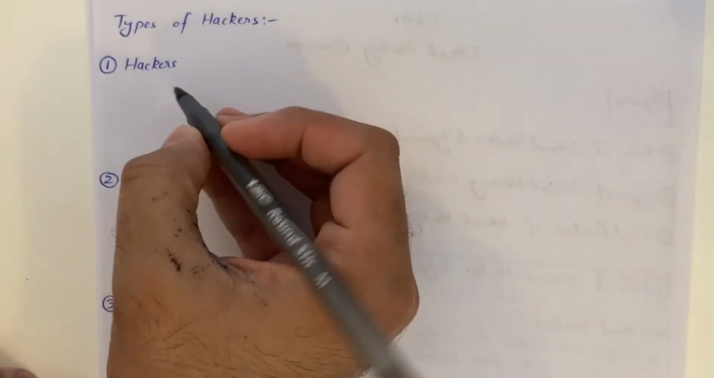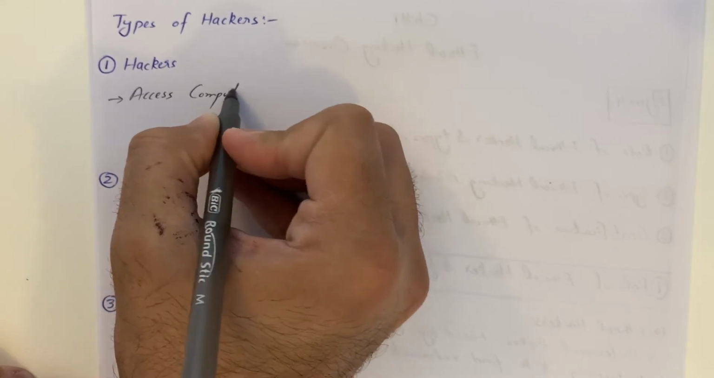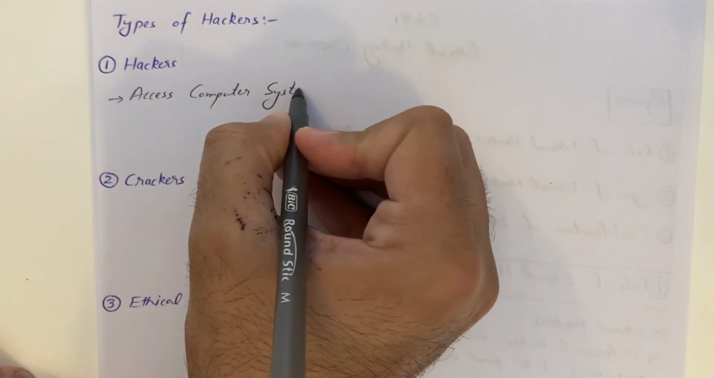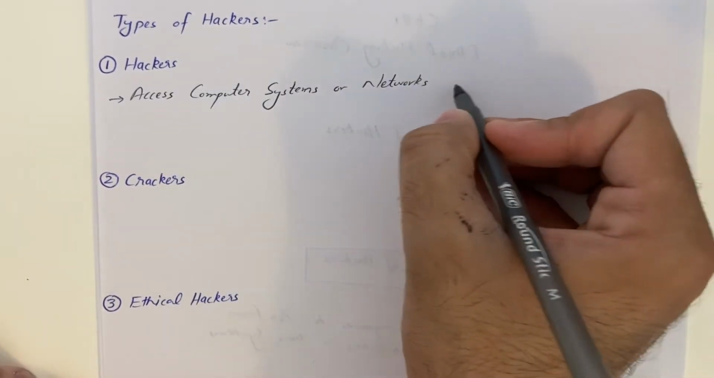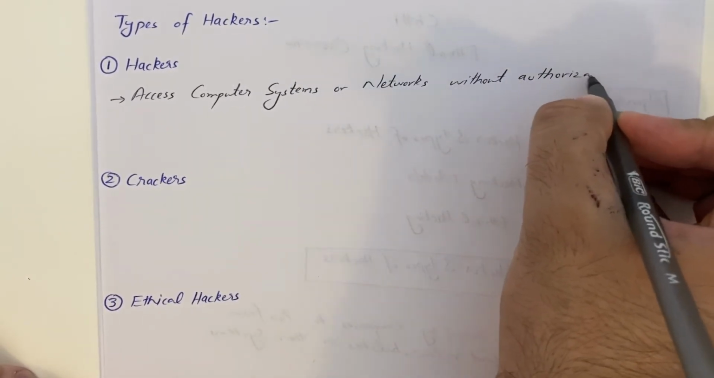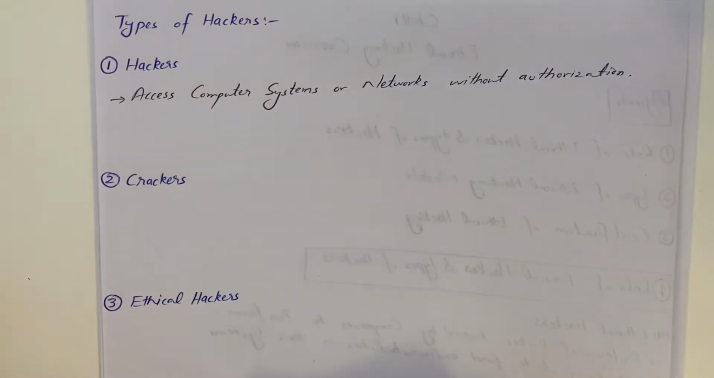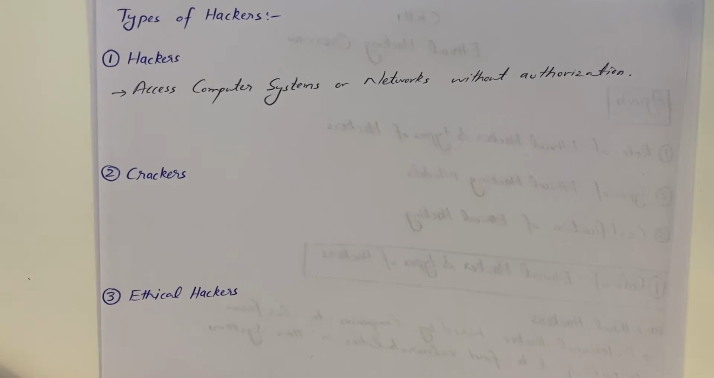So hackers, black hat hackers, or cyber criminals, what do they do? They access computer systems or networks without authorization. And of course, if you do that, you're committing a criminal offense, and you need to see the consequences. Accessing computer systems and networks without authorization, stealing information, accessing the database, stuff like that, all these are basically hacking.